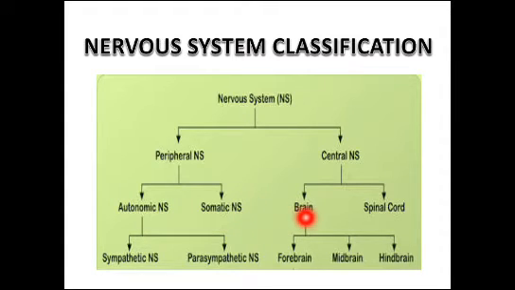Then further, the brain has three parts: forebrain, midbrain and hindbrain. And the autonomic nervous system has two parts: the sympathetic nervous system and the parasympathetic nervous system. So today we are going to study this division of the autonomic nervous system, which comprises the sympathetic nervous system and the parasympathetic nervous system.